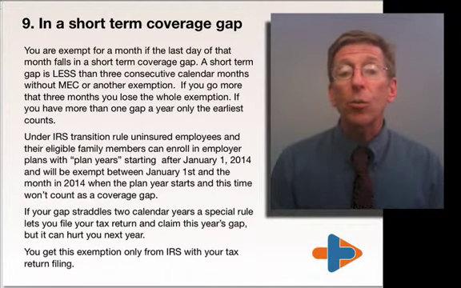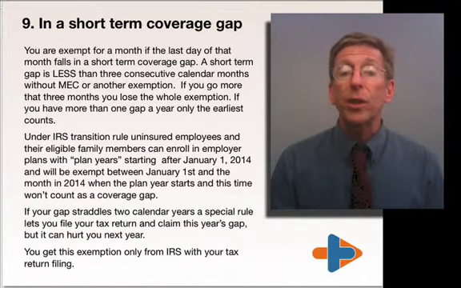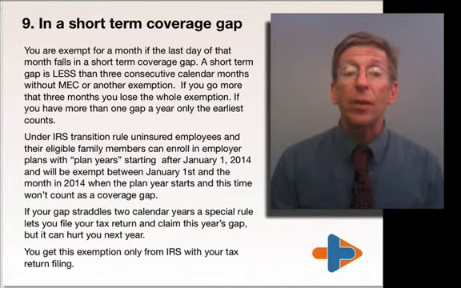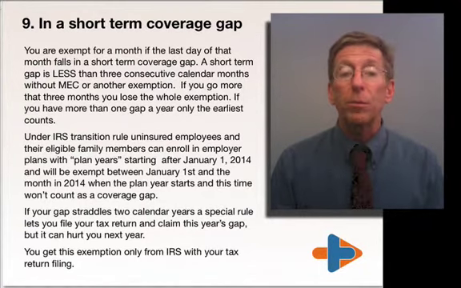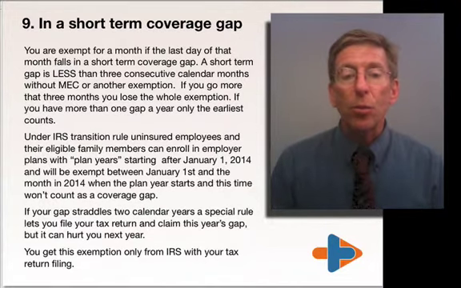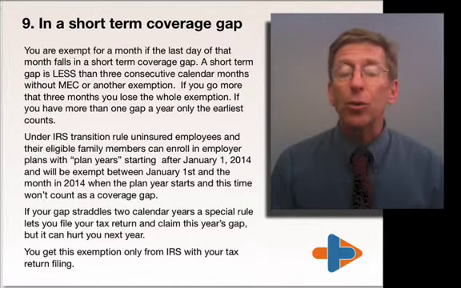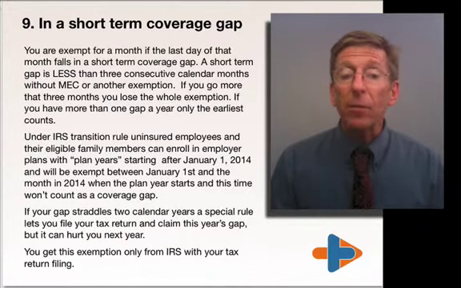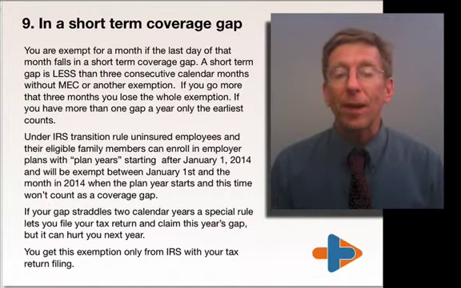Under IRS transition rules, uninsured employees and their eligible family members can enroll in employer plans with plan year starting after January 1st, 2014, and will be exempt between January 1st and the month in 2014 when their plan year starts, and this time won't count as a coverage gap. If a gap straddles 2 calendar years, a special rule lets you file your tax return and claim this year's gap, but it can hurt you next year. You can get this exemption from the IRS with your tax return filing.